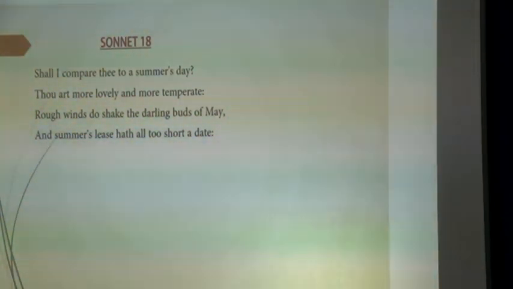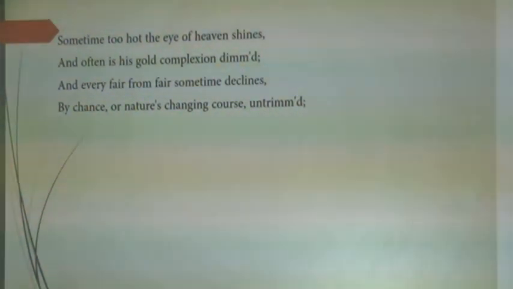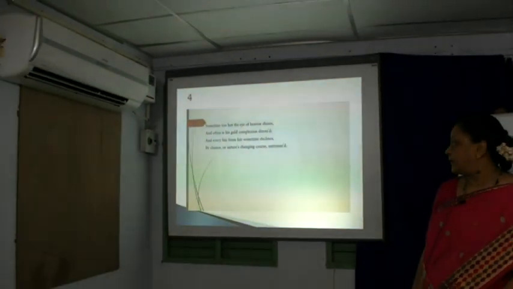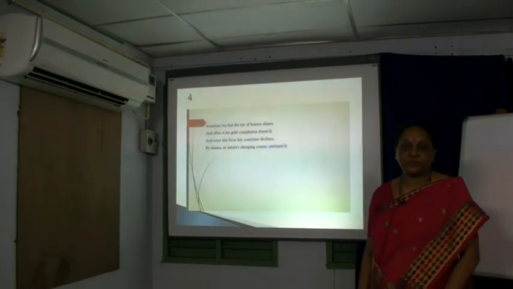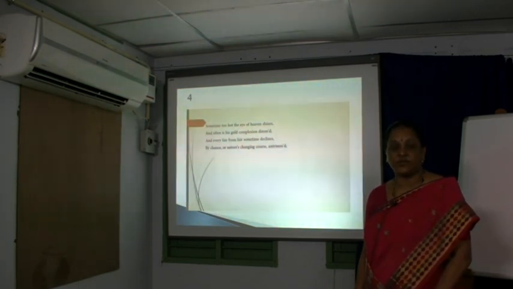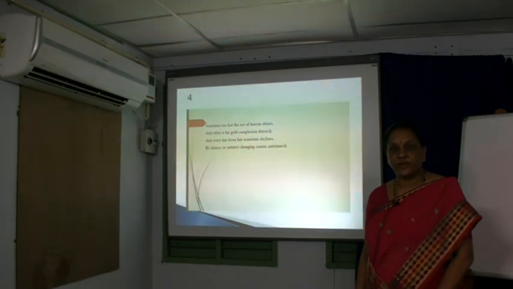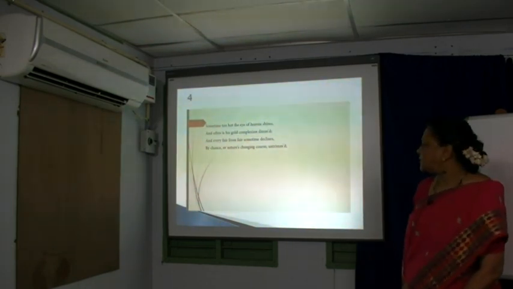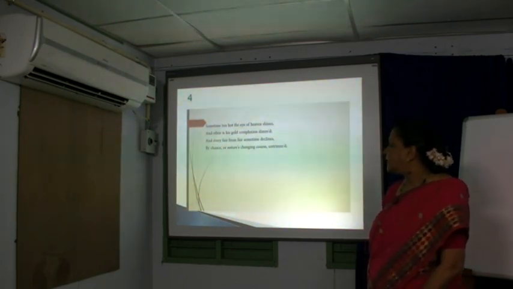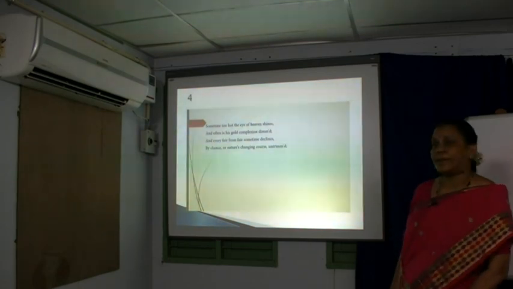So in the next quatrain, he says, sometime too hot the eye of heaven shines. The eye of heaven here refers to the sun, and he says during summer sometimes the sun shines with extreme heat, which is not liked by everybody. And often is his gold complexion dimmed.